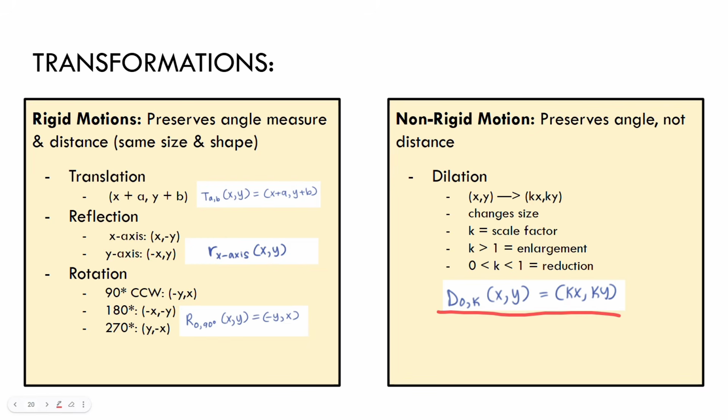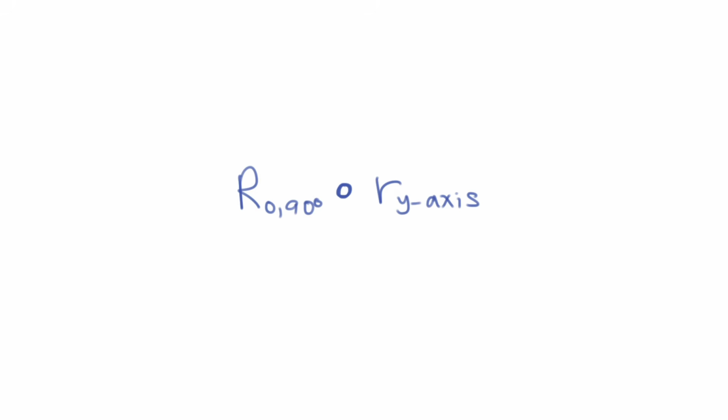It's D and then the scale factor, and then multiply the scale factor by x and y. Okay, so something to keep in mind when you see this circle right here, you want to make sure to do the right side first and then to do the left side.